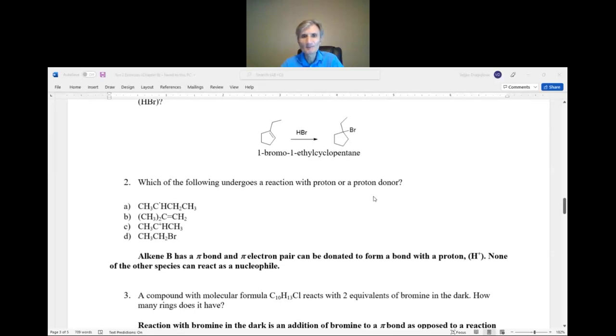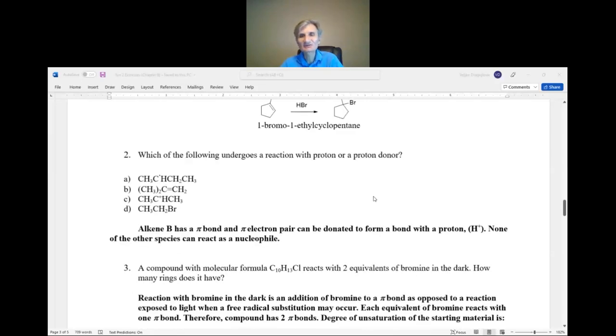Question number 2. Which of the following undergoes a reaction with a proton or a proton donor? So proton or proton donor, a proton is an electrophile, a proton donor is a source of an electrophile. So the question is really which of the following is a nucleophile? And you should answer that question by eliminating wrong answers.